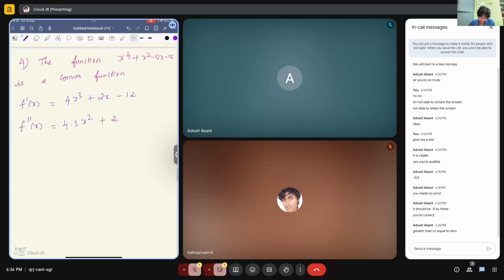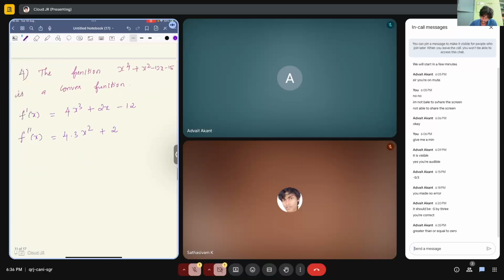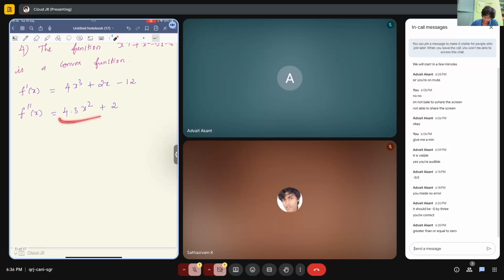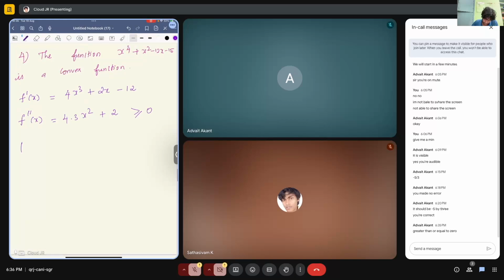Right, now the question is, is this always greater than or equal to 0? So that is true, right? Because whatever the x is, here you have x square, which is always greater than or equal to 0. And you are adding 2 to this. So this term is always positive and this is always positive. So the whole term is always positive. So this function is convex.